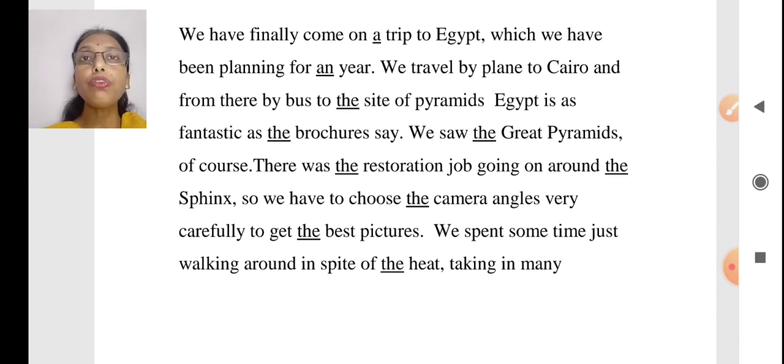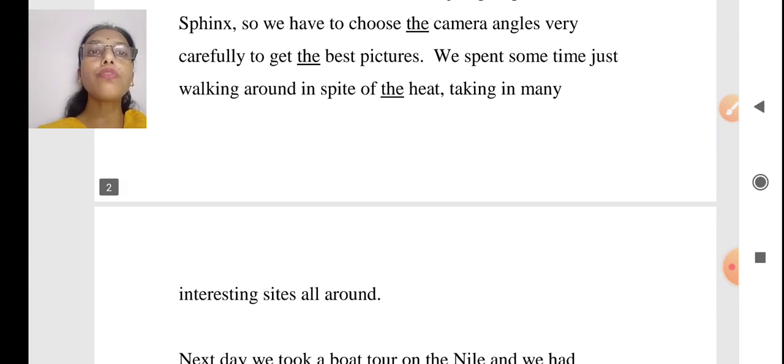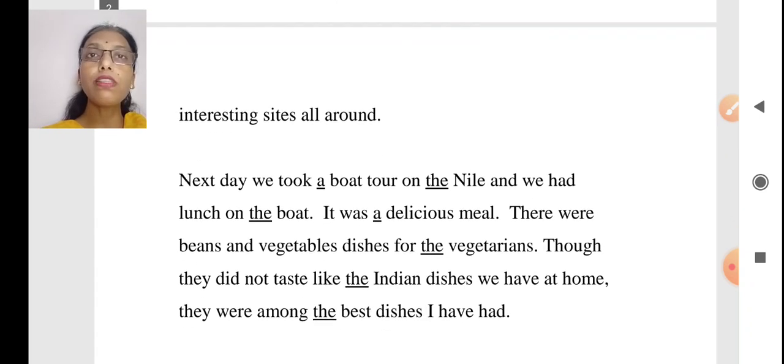Carefully to get the best pictures. So I'm talking about those particular pictures which I clicked. We spent some time just walking in spite of the heat. Now here the heat is talking about the temperature which was there in Egypt. The way we were talking about the camera angles and the best pictures, we are talking about a particular time frame and a particular place. Same way the heat is talking about the temperature or the weather conditions there in Egypt. So the heat. Taking in many interesting sights all around. So they were clicking photographs all over the site.